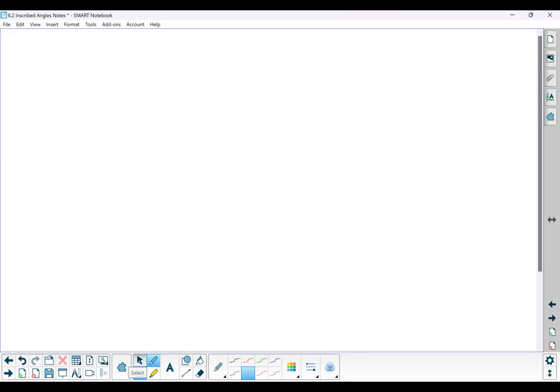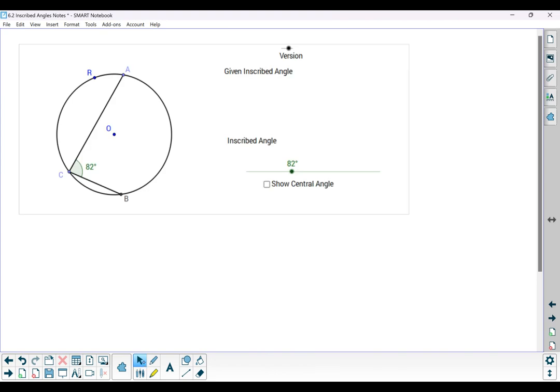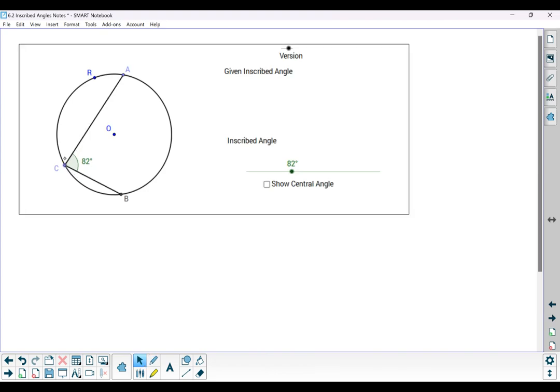This theorem is kind of cool. It's a cool theorem. And I have this little diagram to show you that no matter where I put that inscribed angle, that 82 degrees doesn't change.